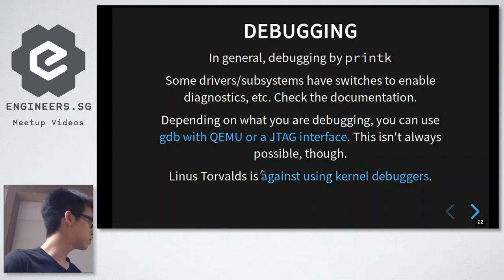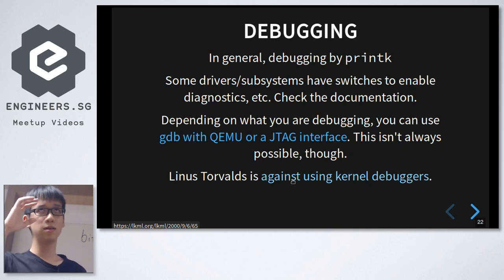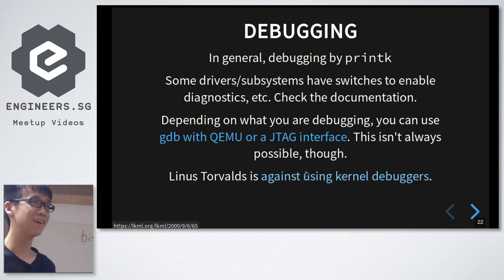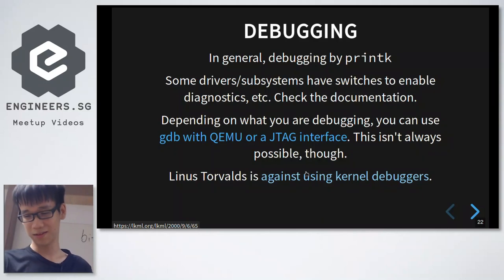And last thing is that Linus Torvalds has actually said something, he said that he is against kernel debuggers, so you can go and read his email. But anyway, this is 19 years ago, but I don't think he has changed his opinion. Linus is quite stubborn.